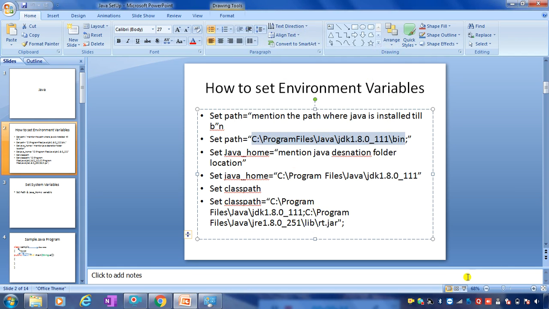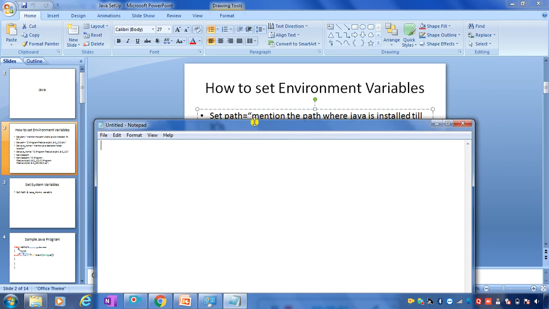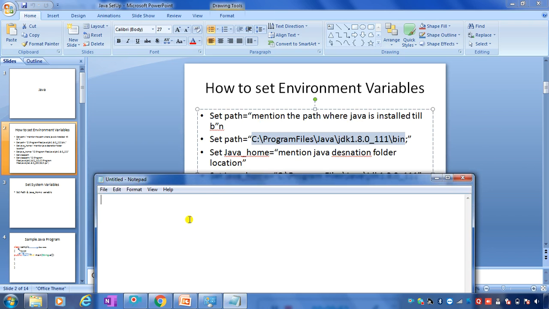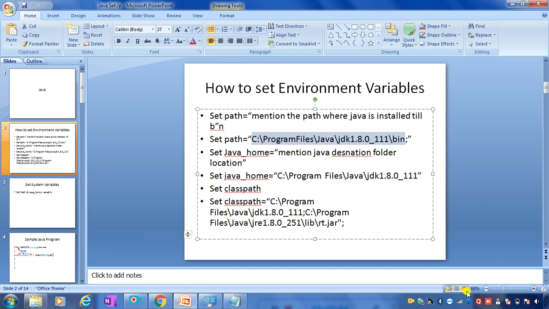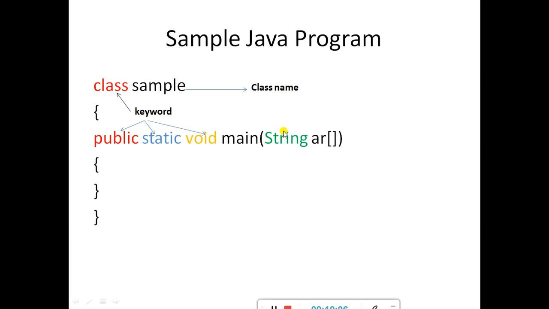Now here I don't need any software like BlueJ for me to execute my Java programs. I will simply use my notepad and I will start typing my Java programs over here. Okay, so first let's move ahead and see what is the structure of a Java program. In the system variables also, you have to set the path and the Java underscore home. Now this is the structure of a Java program.